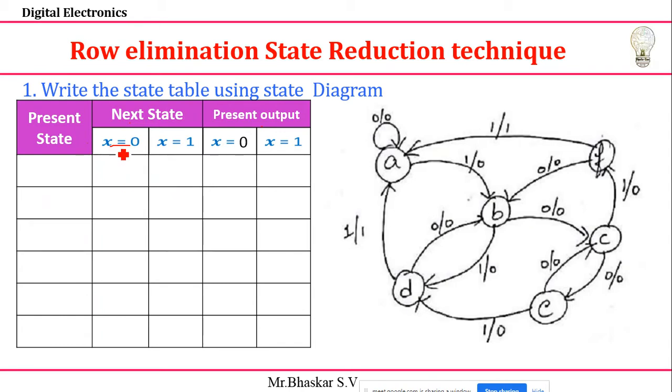So I'll take x equal to 0, what happens? x equal to 1, which state will it move to? And x equal to 0, what is the output? And x equal to 1, what is the output? I want to write that. It's very simple.